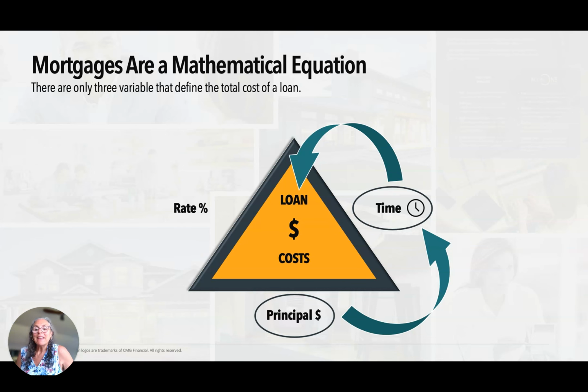So continuing on our conversation about loan costs and how rate impacts and how other things impact the actual cost of the loans that we have. So mortgages are a mathematical equation. There are three variables that define the cost of a loan. One is our rate, our interest rate. Two is how we pay our note, how we pay our mortgage.